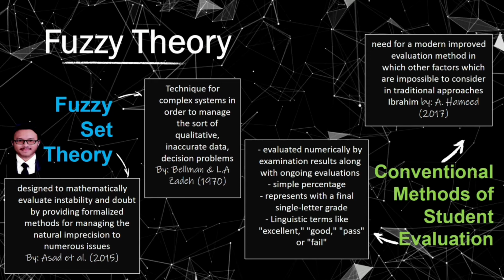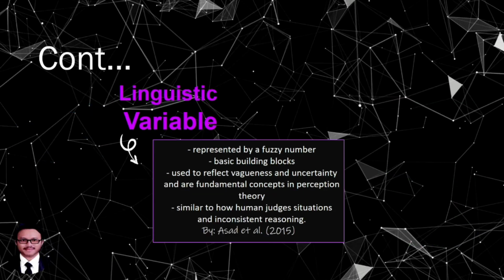Students are evaluated numerically by examination results along with ongoing evaluation. A simple percentage represents a final single letter grade, with linguistic terms like excellent, good, pass or fail. Next is the linguistic variable represented by a fuzzy number. These are basic building blocks used to reflect vagueness and uncertainty and are a fundamental concept in perception theory, by Asad et al.